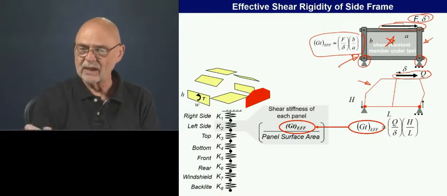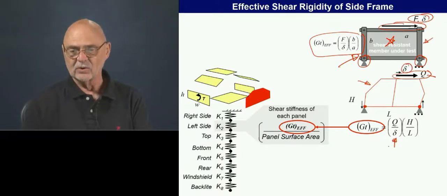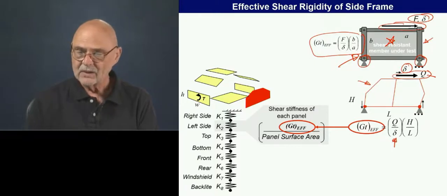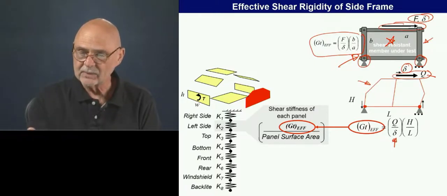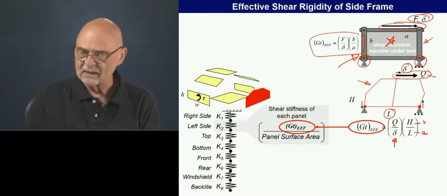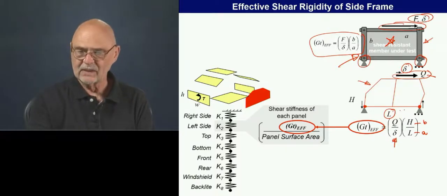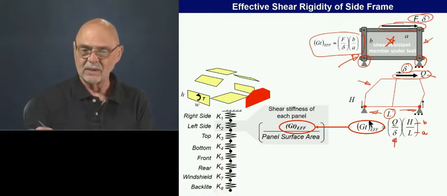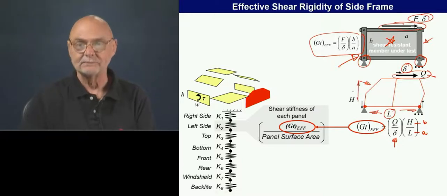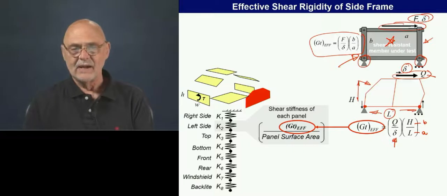So we apply a load, we measure the deformation, and then we use this equation in order to calculate GT effective. And if you remember, the length of the applied load is the L value. So this is the A, this is the B. Here we've substituted those in for the overall length of the side frame and the overall height of the side frame. Okay, so let's see how we actually implement this.